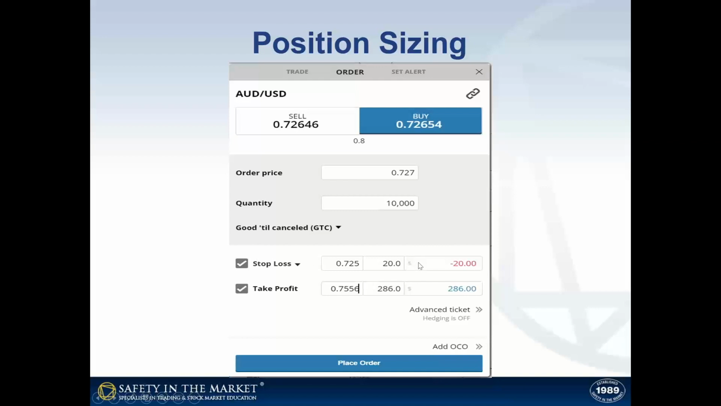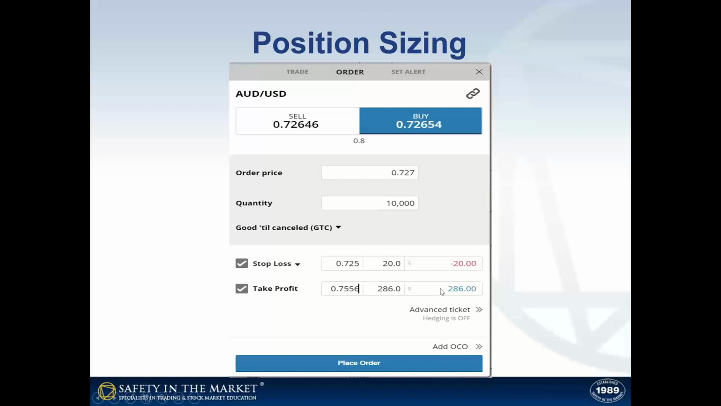It doesn't tell us what currency it is, but we're trading the Aussie dollar, US dollar. So we know that this profit and loss is going to be in US dollars. And then the profit here, $286, is also in US dollars. So you would convert those back to Australian dollars. And I'll show you the formula for doing that.